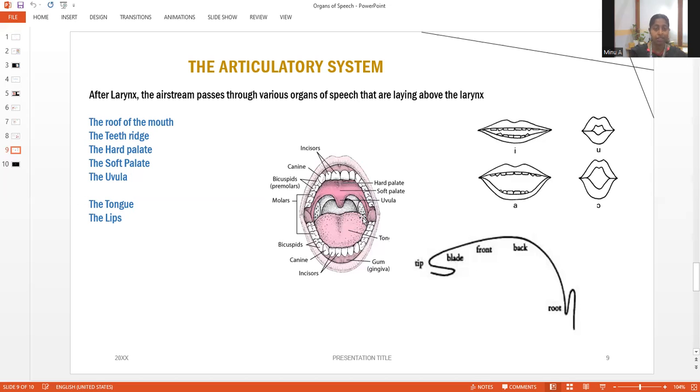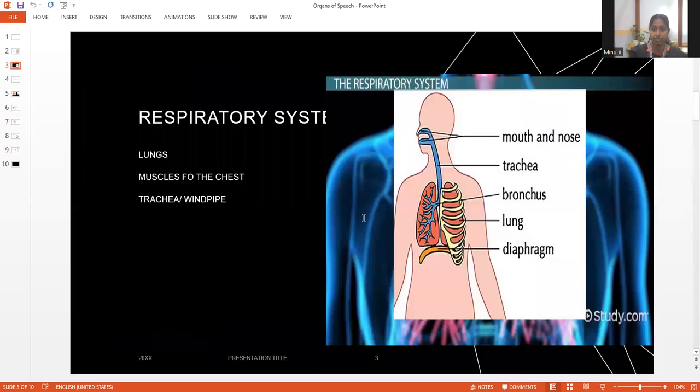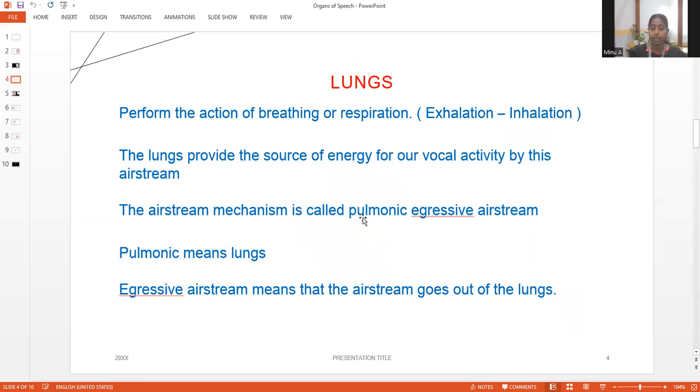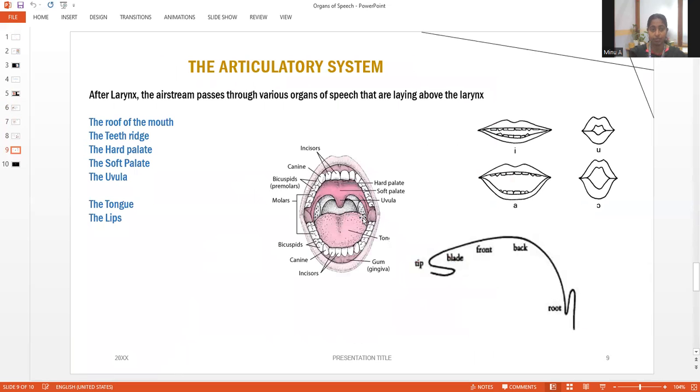So these are the three systems that we have to study under organs of speech. It starts with the respiratory system, wherein we have the lungs, muscles of the chest, and trachea, and when we move on to the next system, that is the phonatory system, wherein we have the larynx and the vocal cords, and the third system, that is the articulatory system, wherein we have the roof of the mouth, there also the teeth ridge, hard palate, soft palate, uvula, the tongue and the lips.